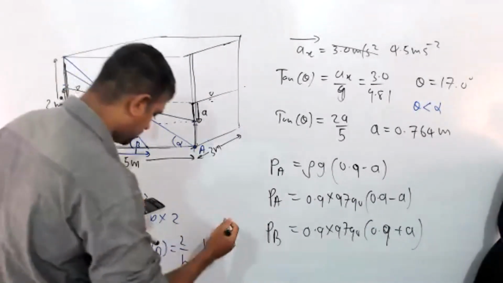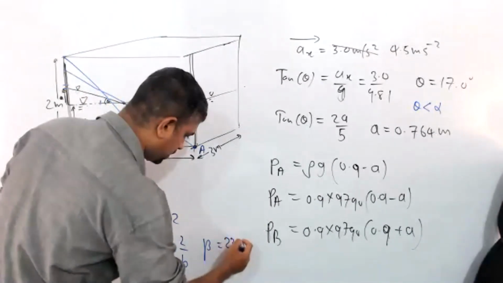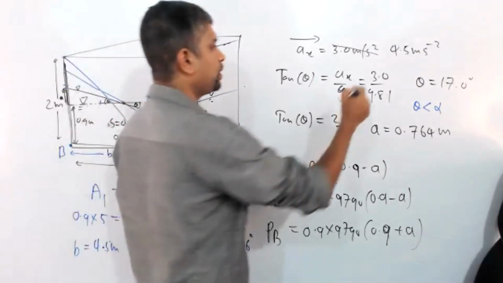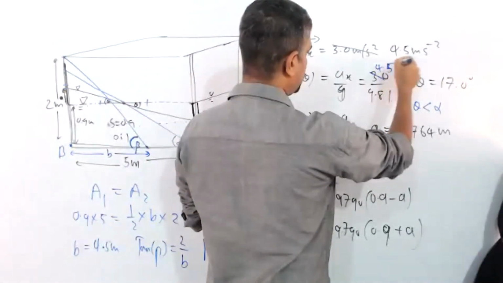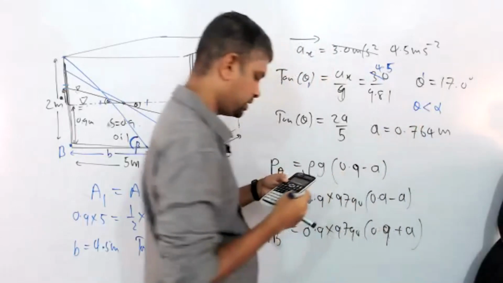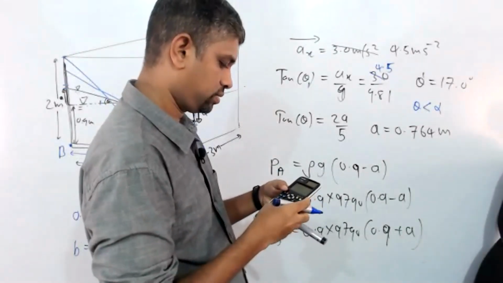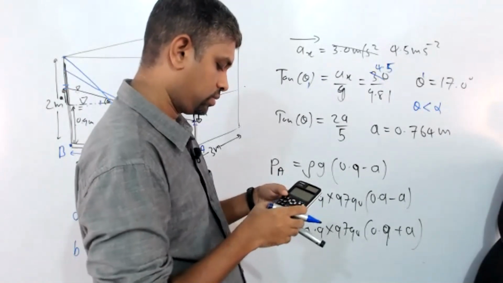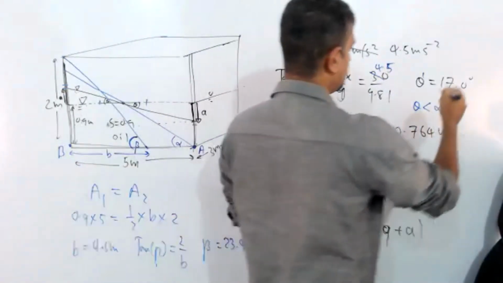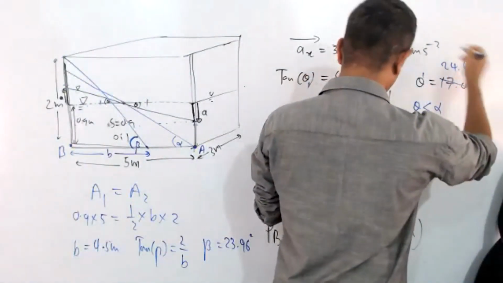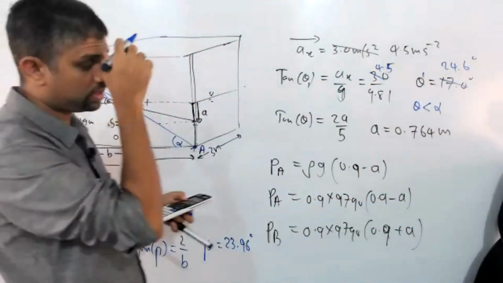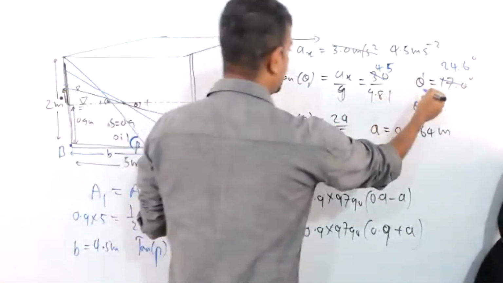Then the angle is 23.996. Here we can calculate the new angle. We can put theta dash, or theta 1, equal to tan inverse 4.5 over 9.81. The new theta is 24.6 degrees.